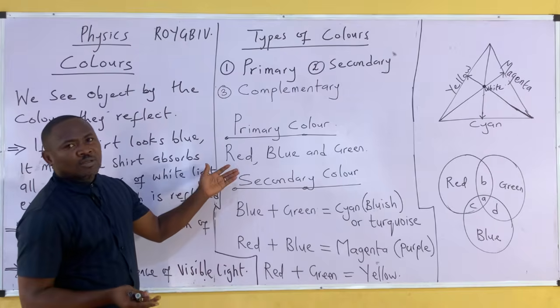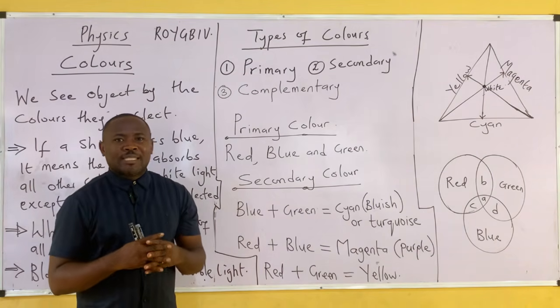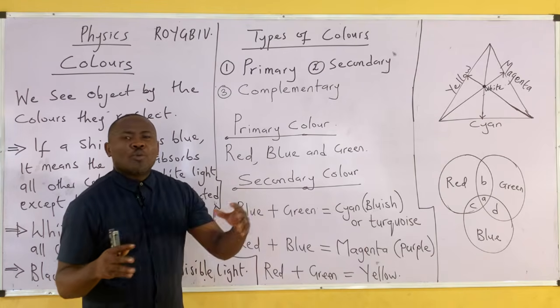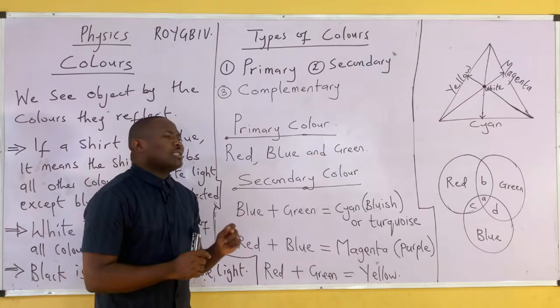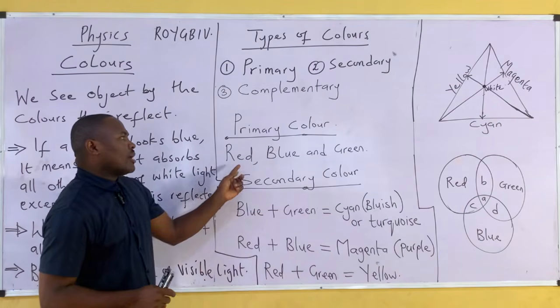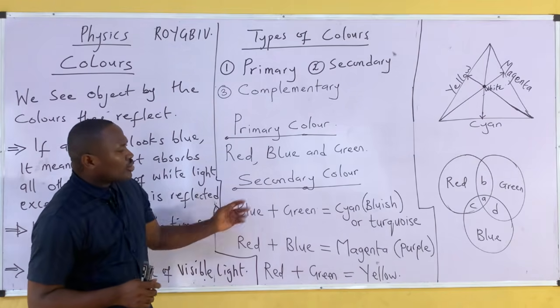What are primary colors? These are colors that cannot be mixed to get them. You cannot mix other components of colors to get them. Those are primary colors. And what are the examples of primary colors? We have red, blue, and green. These are primary colors.